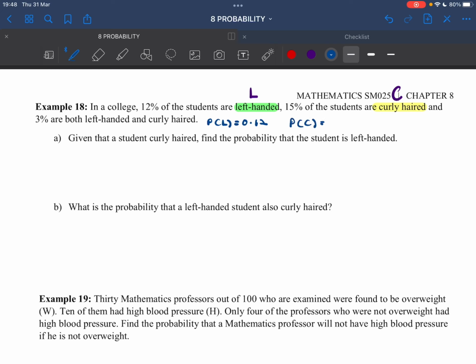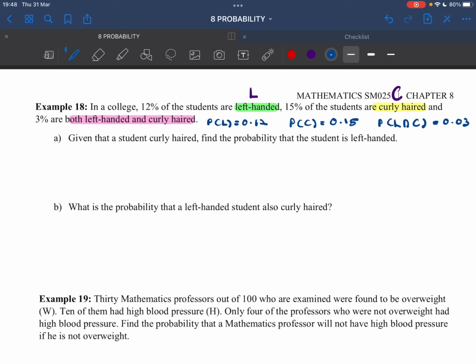The probability of curly-haired is 0.15. So this thing here, both left-handed and curly-haired, is actually your P(L intersect C), which we have as 0.03. So that is what we have from the question.